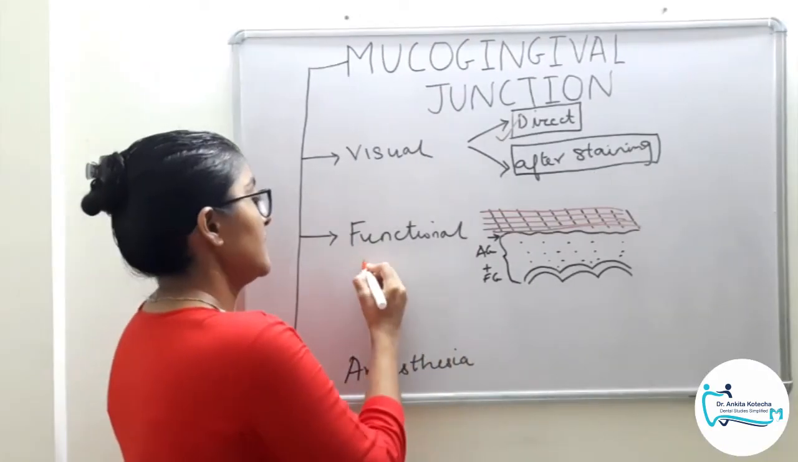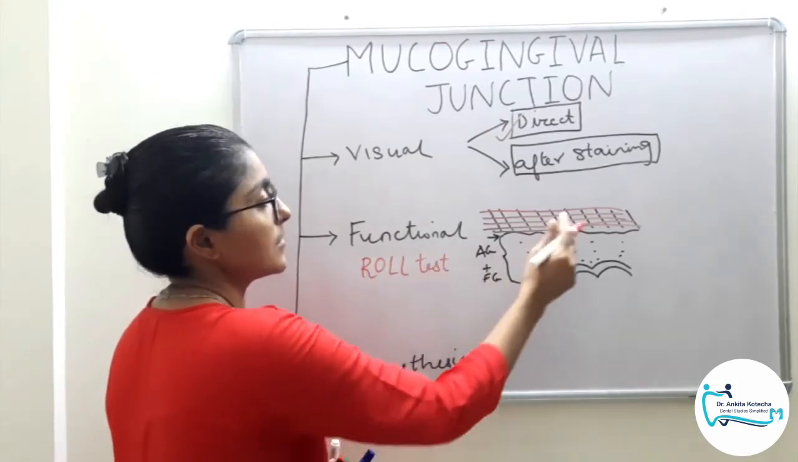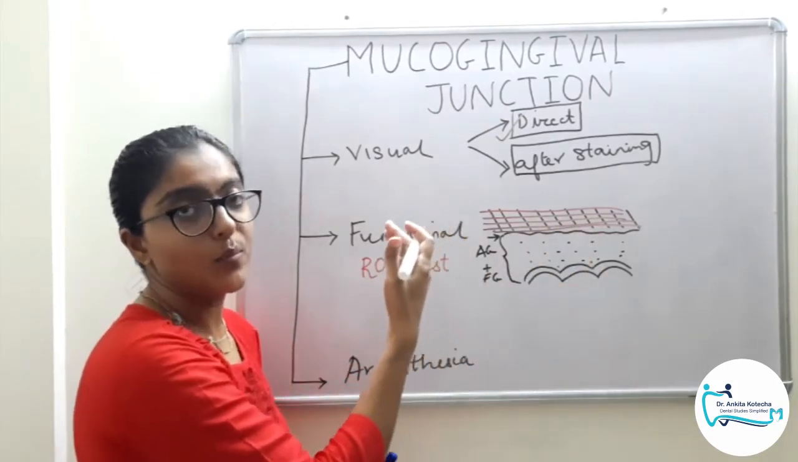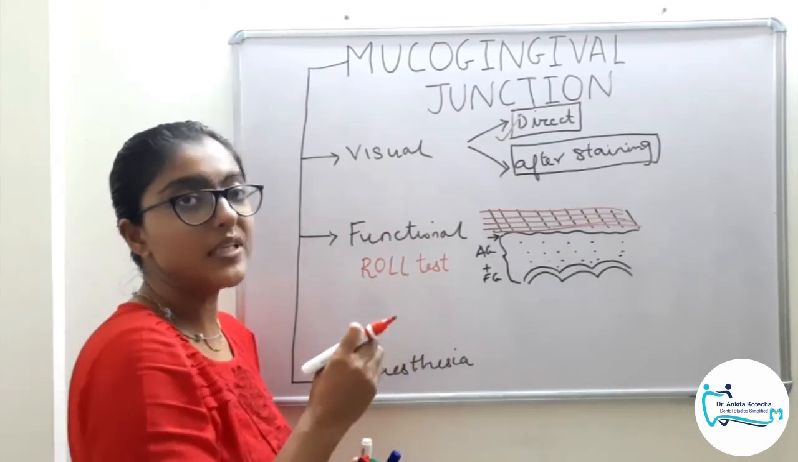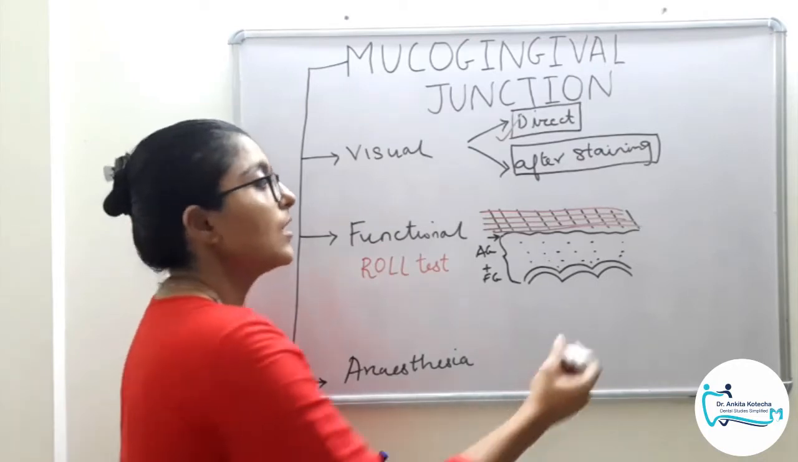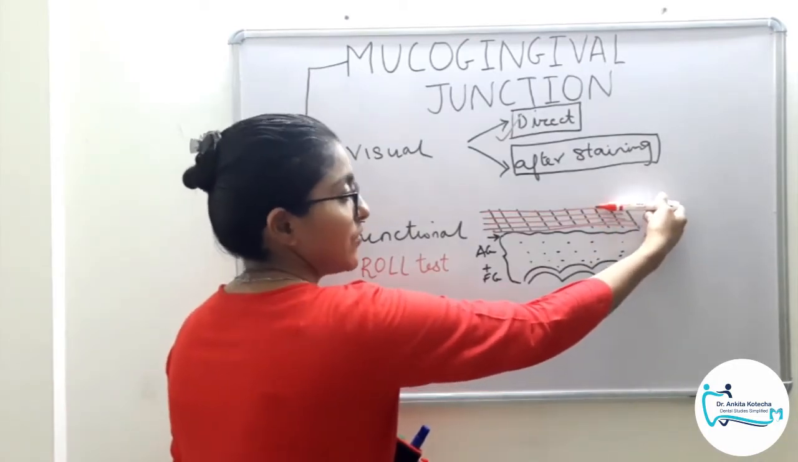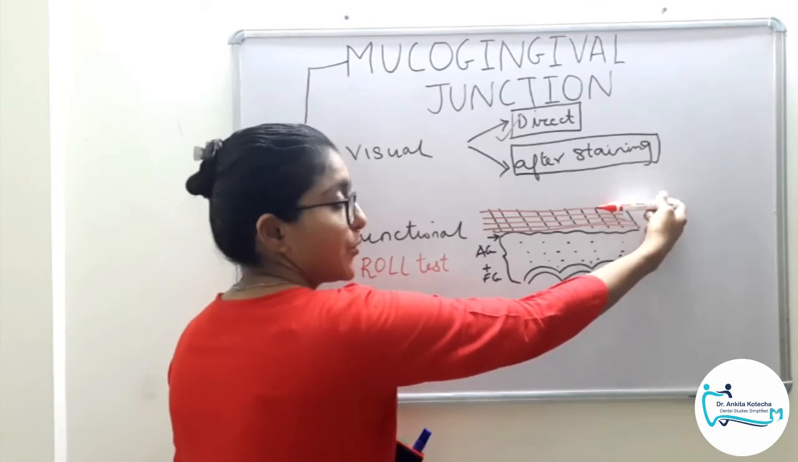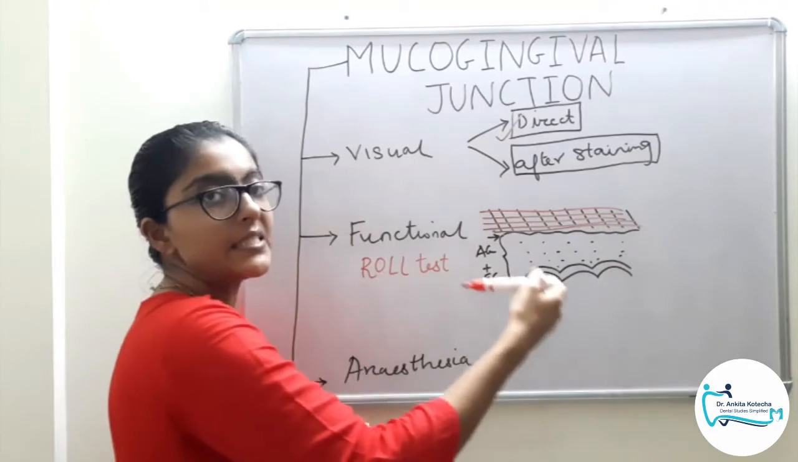In the roll test, a periodontal probe is held horizontally against the tissues and run from the vestibular aspect towards the gingiva. Basically, tissue mobility is assessed in this case. When a periodontal probe held in a horizontal position is run starting from the vestibular aspect, that is alveolar mucosa, towards the gingiva, the tissue mobility is assessed.